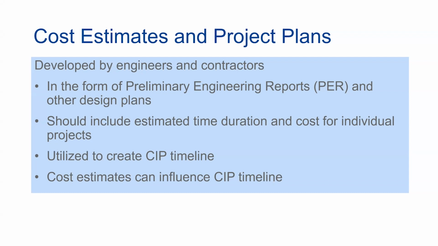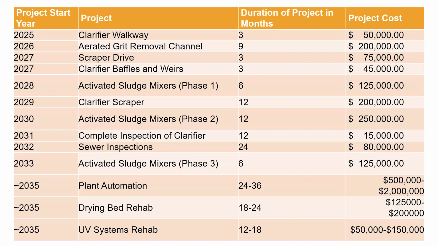It's also possible that projects may move up or down the priority list if more planning is needed to secure funds for that project. At this point, our CIP would look like this, indicating the year it is likely to start, the estimated time duration, and total cost for each asset.